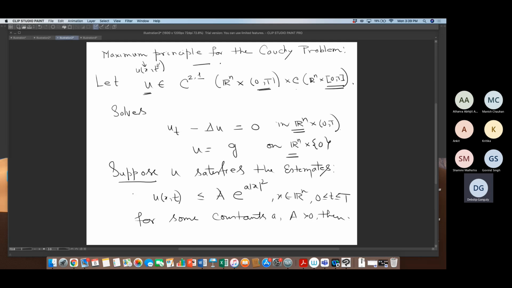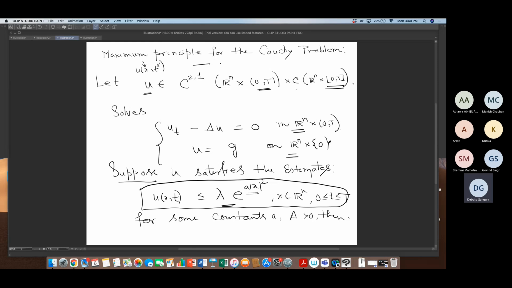Now suppose you satisfy this. You can ask me whether this is a necessary and sufficient condition; I will come to that. Suppose u satisfies this condition, that u(x,t) is less than a constant times e to the power a |x|^2, for some constant a positive. So what is the hypothesis? The hypothesis says that u satisfies this equation, and also u has this growth condition. That means u is less than a constant times e to the power a |x|^2.